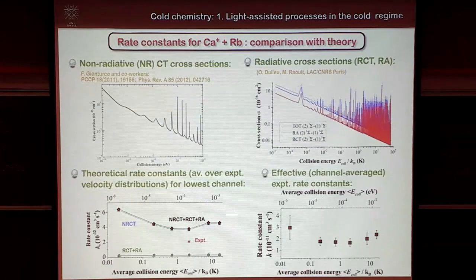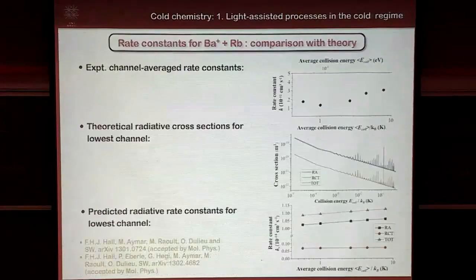So in a way, we are comparing apples and pears here, but the interesting thing is that the apples very much look like the pears. For the lowest channel, theory predicts this flat dependence of the rate constant on the collision energy, which we observe in the channel-averaged experiment. The magnitude of the rate constant is different, of course, because here the calcium plus 4p channel predominantly contributes. I will come back to this point in a minute, just to compare this with barium plus rubidium.